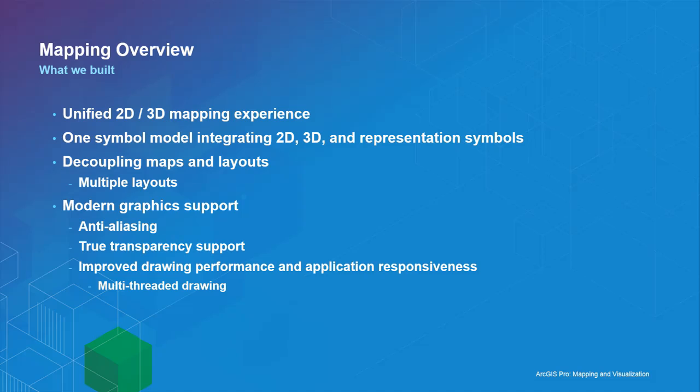Another really great enhancement with Pro is that we've decoupled maps and layouts. That means that the layout is no longer tied to the map and vice versa. ArcGIS Pro is project-based, not document-based. So if you think about ArcMap being document-based, where you're working with a single MXD, in ArcGIS Pro, you have a project and you can have multiple maps and multiple layouts, and they're not necessarily tied together.